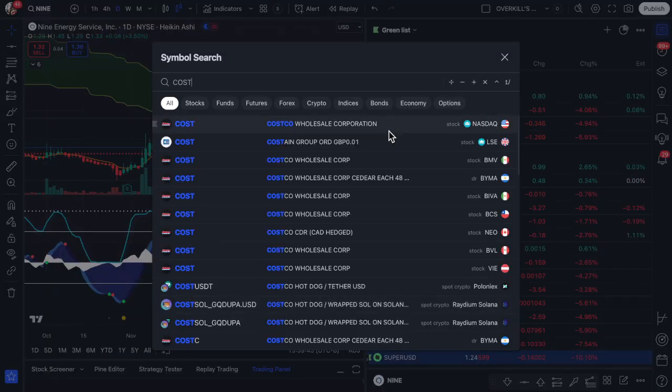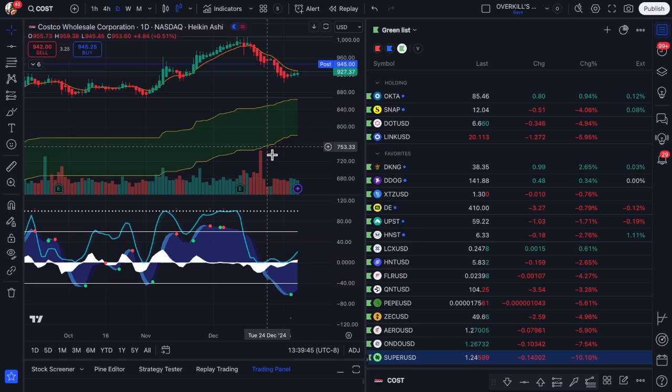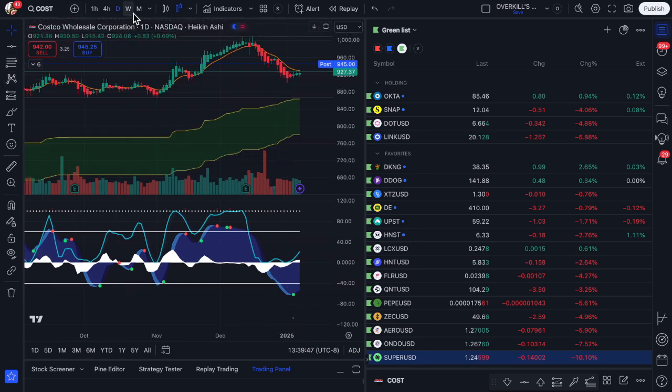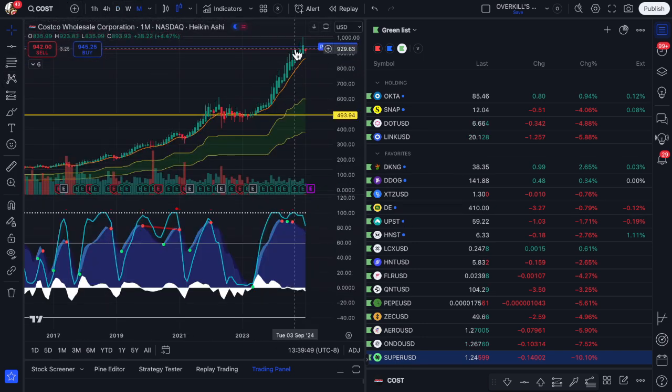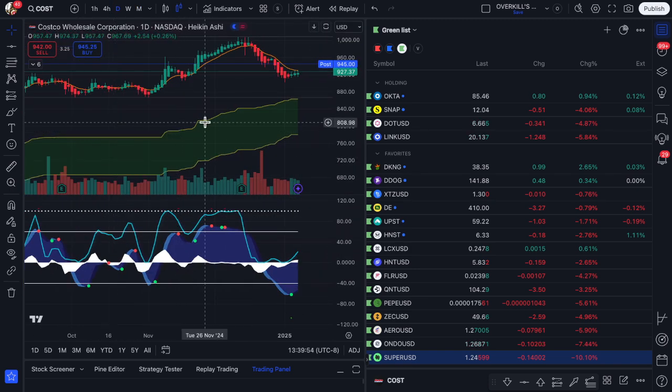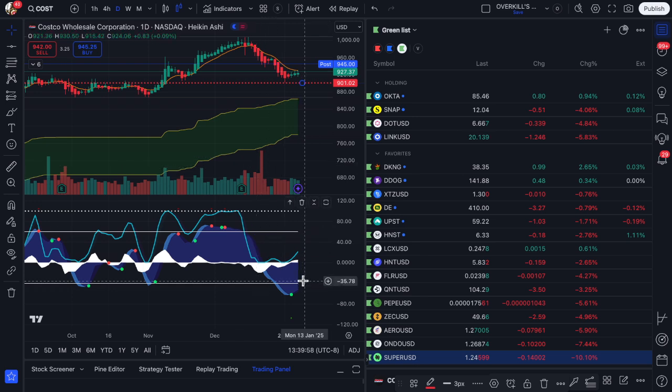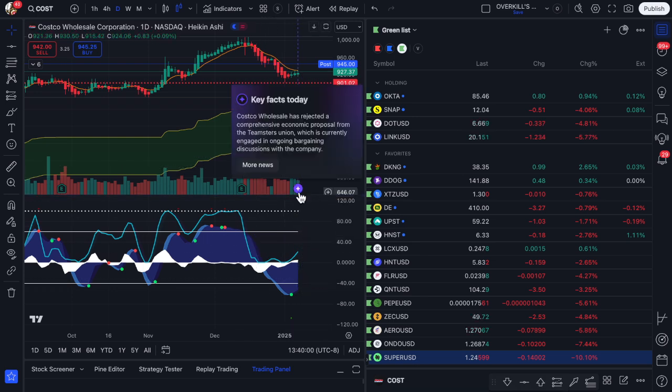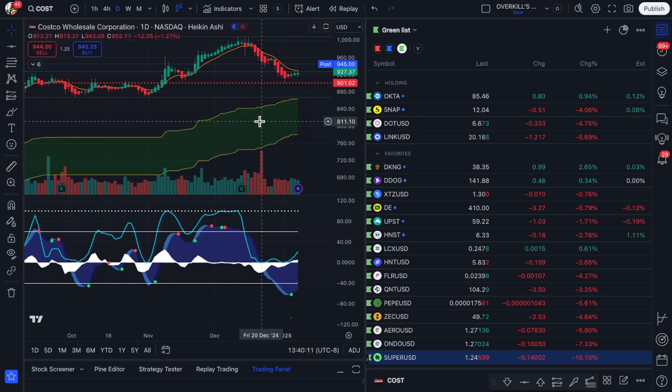Costco. Great company. They make a lot of money. They've been selling off really hard lately. The monthly chart has flipped to red, and it has a red dot here. So, man, stocks and stuff just look a little scary here. Okay, we really got to bounce next week to save these charts. What's the news? Has rejected a comprehensive economic proposal from Teamsters Union, which is currently engaged in ongoing bargaining discussions with the company. That's weird. Wonder what they're bargaining over.